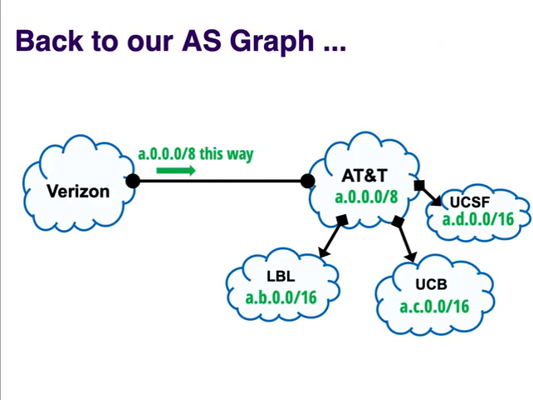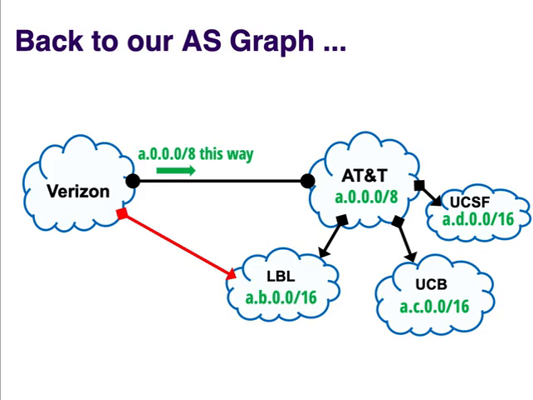Let's go back to this picture here. And we've done beautiful hierarchical allocation and hierarchical addressing in this example. It matched the topology we had. Now let's say that LBL feels like they don't want to be dependent on just one provider. They really can't afford any kind of outage. So they say, I'm also going to sign up with Verizon as my provider. So I'm going to have 2 providers. This is something we call multi-homing. It happens all the time.